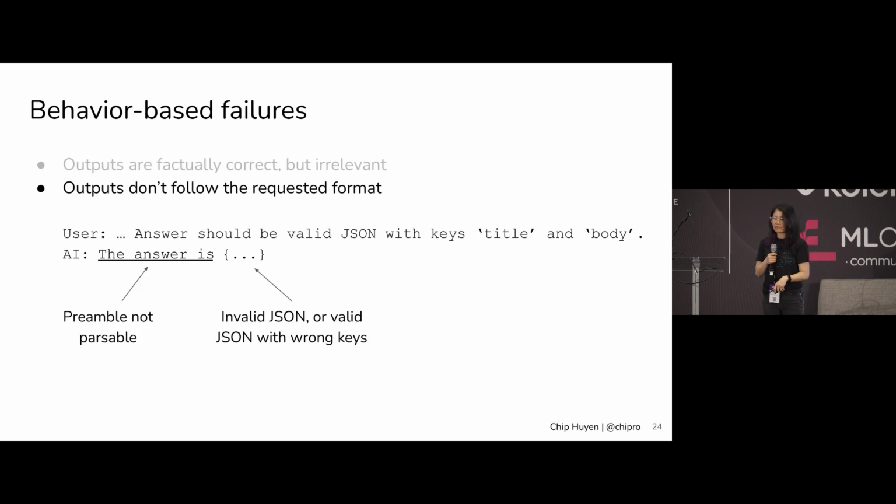So another way this can fail is that users don't follow the requested format. A very common format often requested from models is JSON, so you want valid JSON with certain keys. Here's an example. You can see that it output a preamble first, like "the answer is," which makes it not parsable by a JSON parser. Or the JSON is just invalid, like missing a closing bracket, or it doesn't contain the keys that you want. These two are very common behavior-based failures.